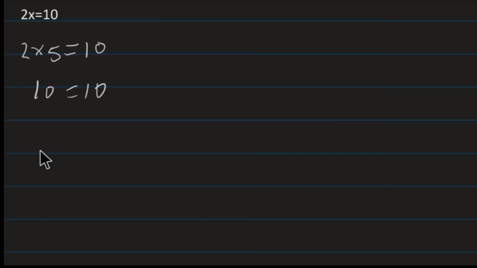Let us suppose I put x equal to 1, then 2 times 1 will be equal to 10. 2 ones are 2, and 2 is not equal to 10. This statement is not true. So this equation is only true for x equal to 5.